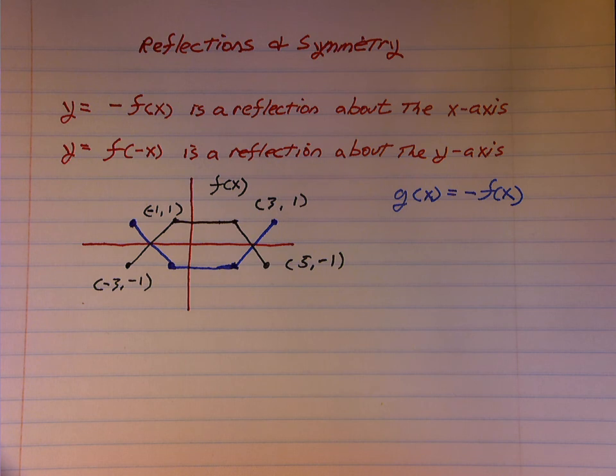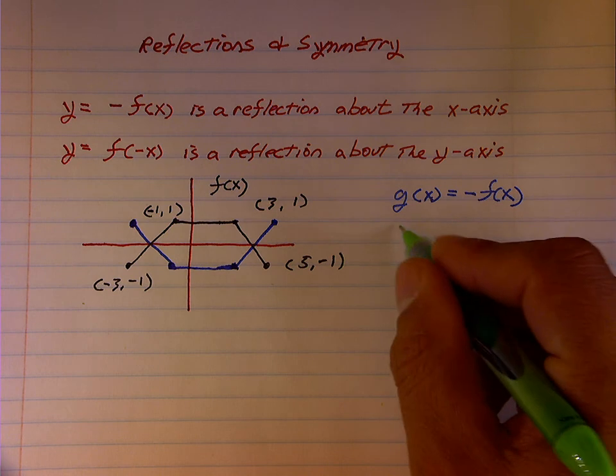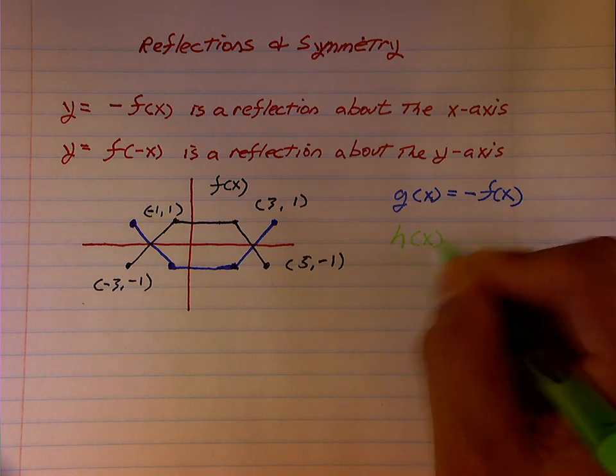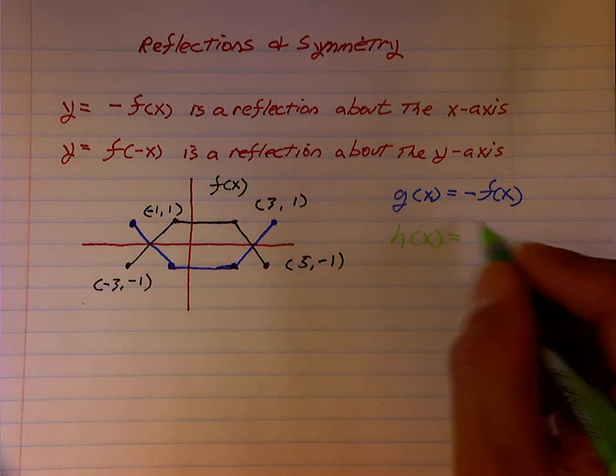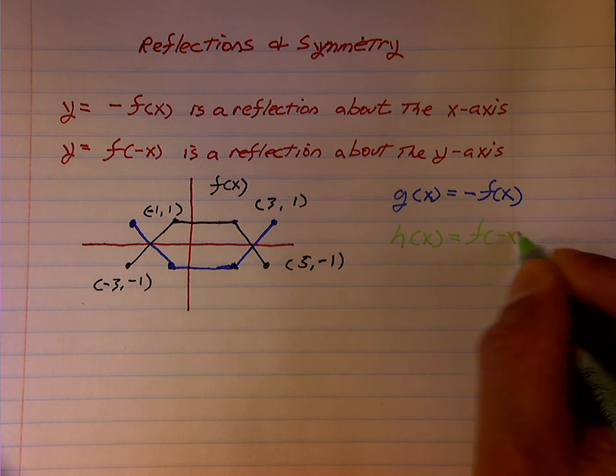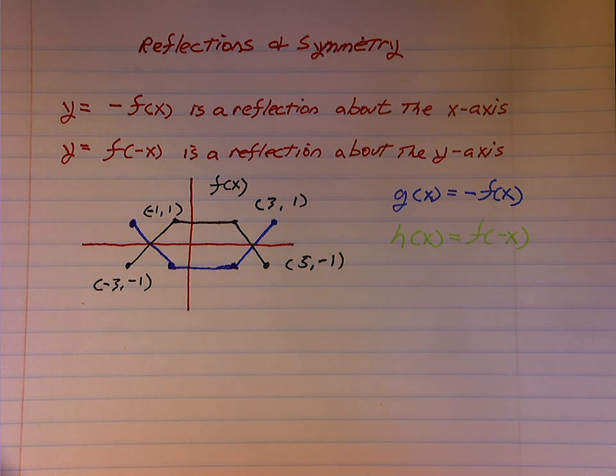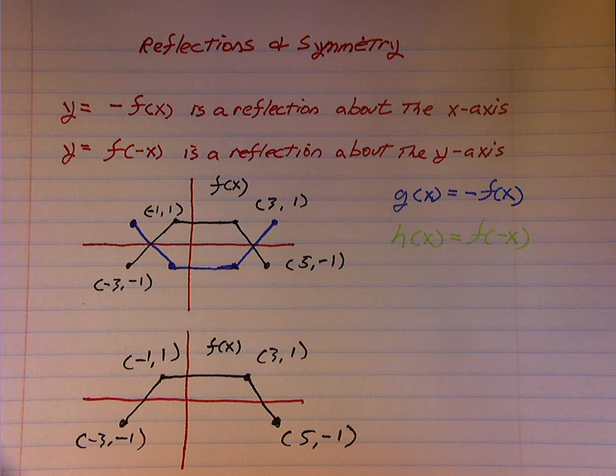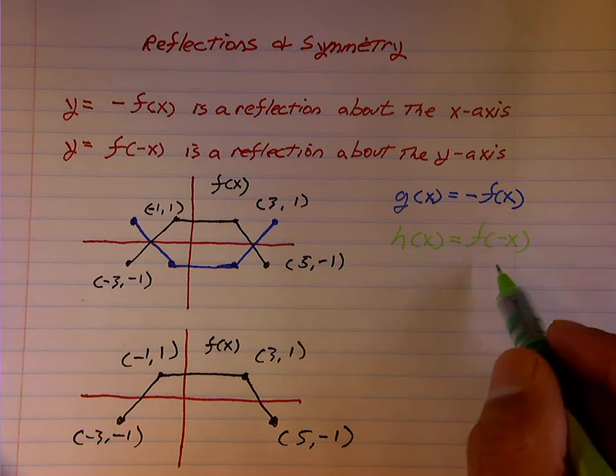Now, another reflection would be h of x, which I will allow to equal f of negative x. In this case, I'm reflecting everything over the y-axis. To avoid any confusion, I'm going to start by making a new graph of f of x. It's the same original graph. And now I'm going to graph h of x.